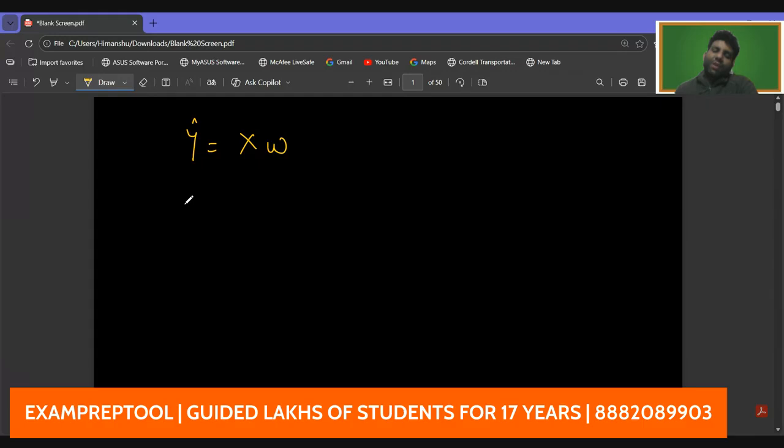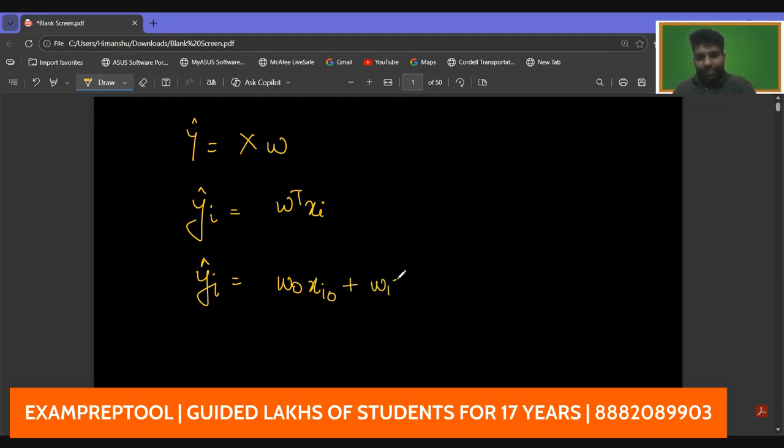The other way we were also writing it, for one data point itself, my yi hat would be equal to w transpose xi, or I can expand this further. Considering, let's suppose, I'm having just three features, the first feature I'm calling xi0. I means the row, and zero tells me the column. I hope we are clear until this point.